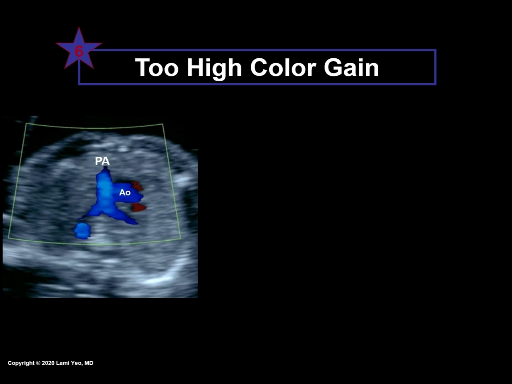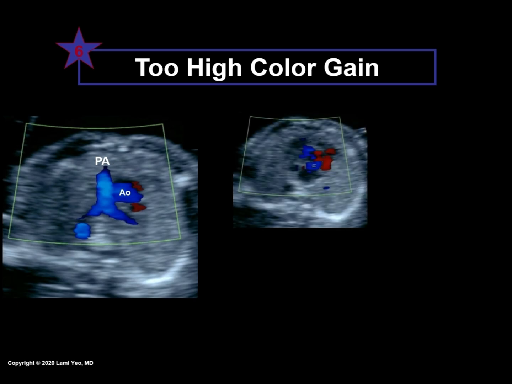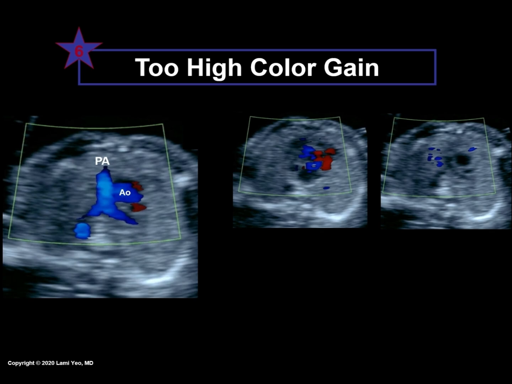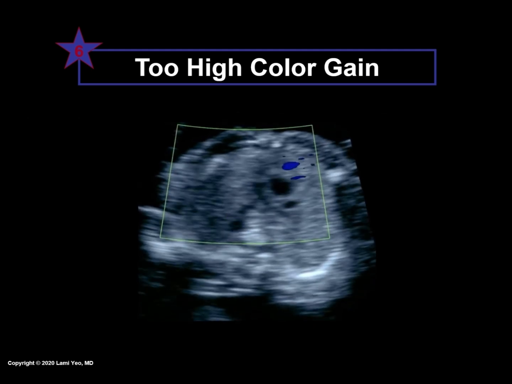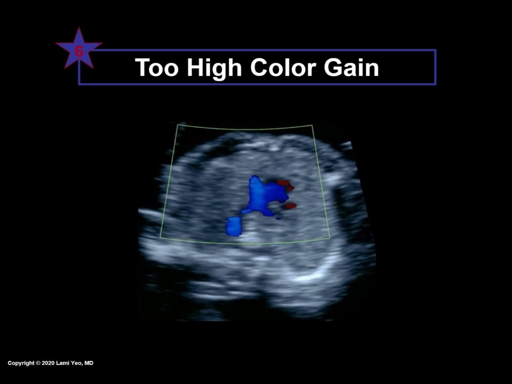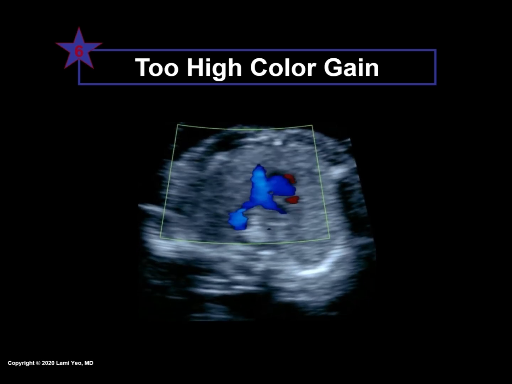Here is the 3-vessel view of a second trimester fetus with tetralogy of Fallot. There was a narrow pulmonary artery and dilated aorta in cross-section. Because the color gain has been set too high, there is a random scatter of color dots, pixels, or noise overlying the grayscale background. The entire video clip is depicted here. Notice the color noise in the background.